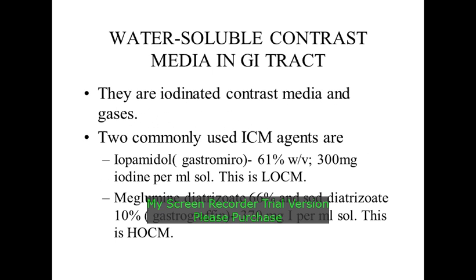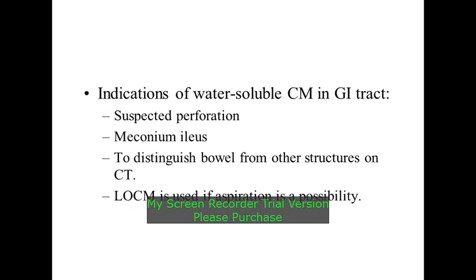Water-soluble contrast media in the GI tract are the iodinated contrast media and the gases. Two commonly used are iopamidol, Gastromiro, 61% weight per volume, 300 mg iodine per ml. This is the low osmolar contrast media. Meglumine diatrizoate 66% and sodium diatrizoate 10%, Gastrografin, 370 mg iodine per ml. This is high osmolar contrast media.